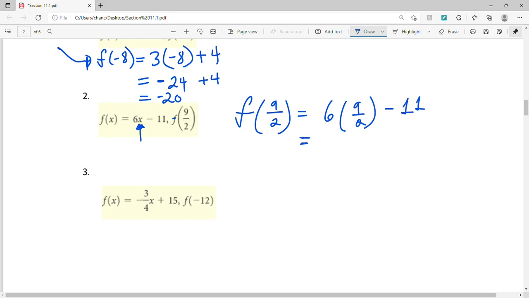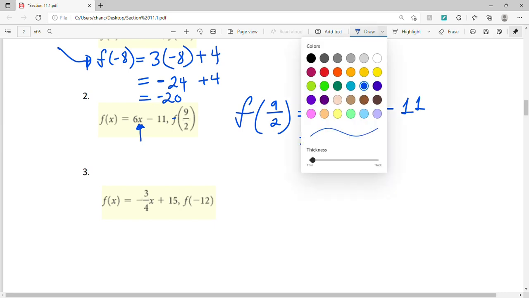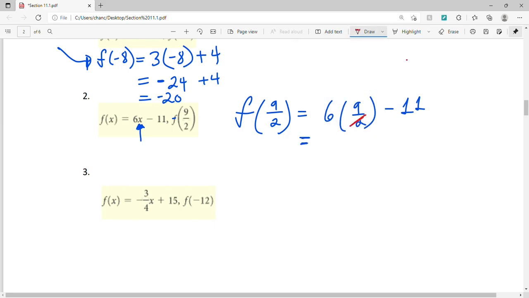Put an equal sign below the previous equal sign, and then we can reduce. You can see here the 2 reduces to a 1, the 6 reduces to a 3, then we can multiply 3 times 9. And that gives us 27 minus 11. And we can simplify that as 16. And that is our solution. F of 9 over 2 is equal to 16.